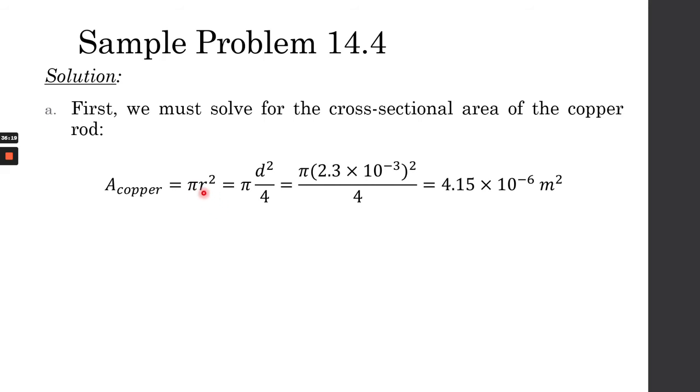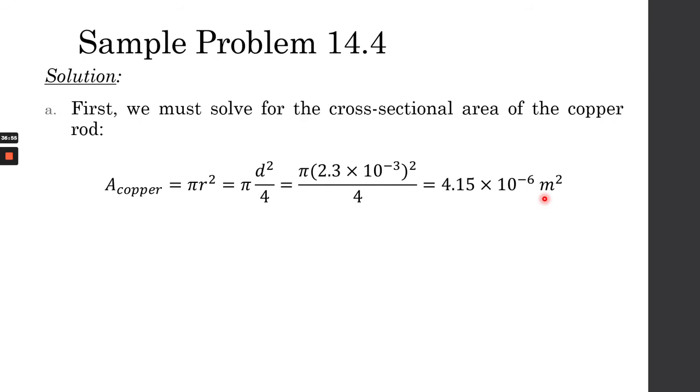Pinag-usapan natin yan kanina. Again, r is basically d over 2. Since ang binigay sa atin is diameter ng ating material, we can use d squared over 4 to solve for the area. Substitute the number 2.3 times 10 raised to negative 3 meters squared over 4, and then the measurement ng area ng ating copper is 4.15 times 10 raised to negative 6 meter squared.